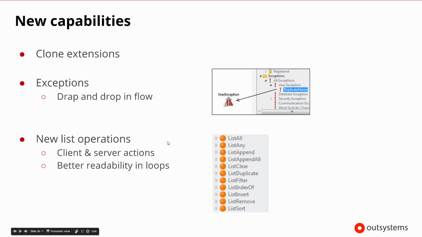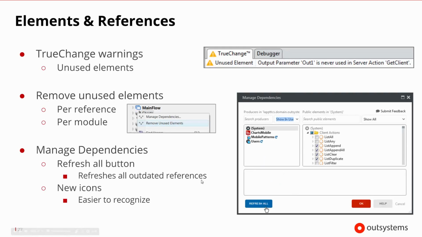And there's a new set of system actions that focus on lists, because we now may be sending information back and forth in large quantities. So there's a set of list actions that are available as both client actions and server actions. And this should make things a lot easier when we get stuck inside of loops dealing with lists. These operations should all help us do that much more easily.